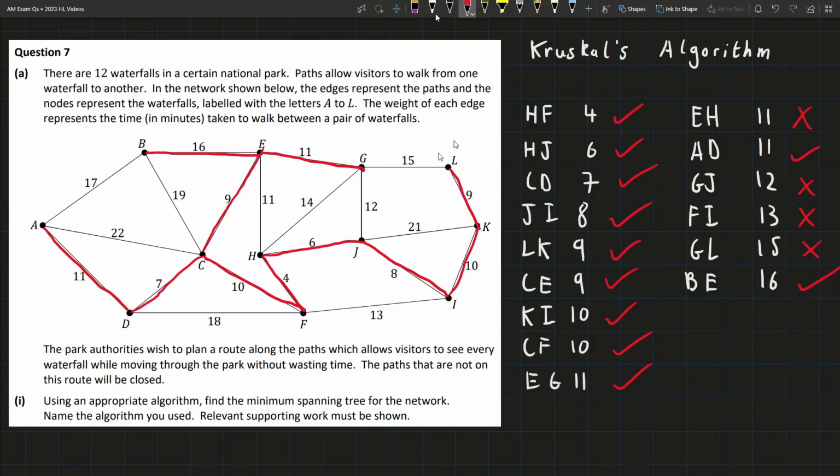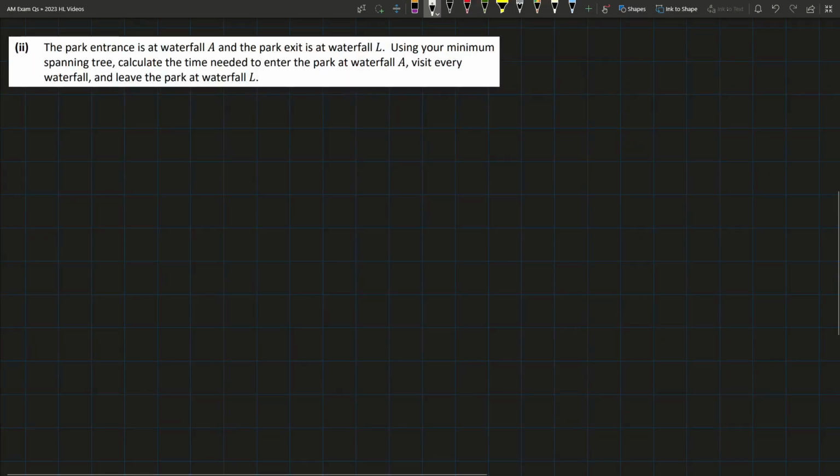Now, to double check that we've done everything right, we can see that there is an edge touching every single node, and there are no cycles, so that means we did it right. Now, part 2 is a little weird, and I'm actually not exactly sure how they want you to do this, but it says that the entrance is at waterfall A and the exit is at L. Using your minimum spanning tree, calculate the time needed to enter the park at waterfall A, visit every waterfall, and leave the park at waterfall L.